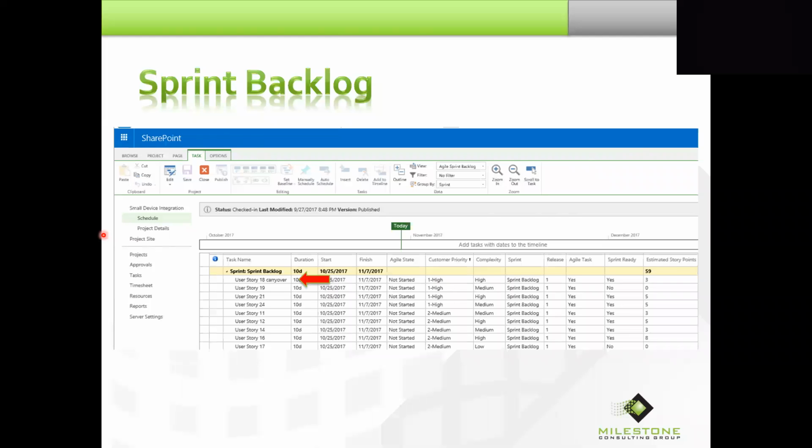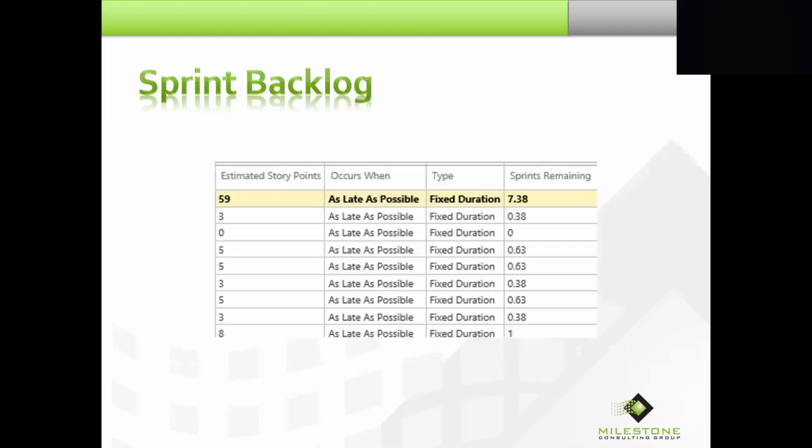And if I were to scroll that view over to the right, there's a column called Sprints Remaining. And the sprints remaining is simply the story points divided by the velocity. And good news, in PWA, it'll automatically roll it up. So I can see that I've got 7.38, really 8 sprints left in this project based on what I know today.